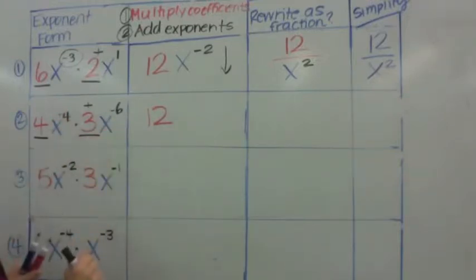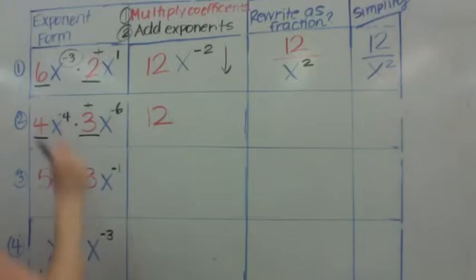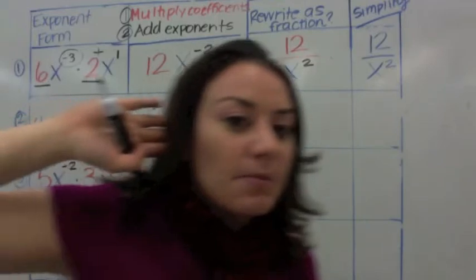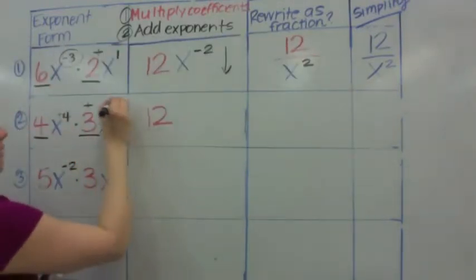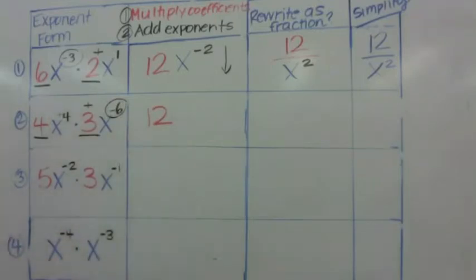Are they different signs? They are. So you say different signs, subtract. What's 6 take away 4? It's 2. But what's the sign of the bigger number? I want you to circle it. It's negative. So this should be x to the negative 2.